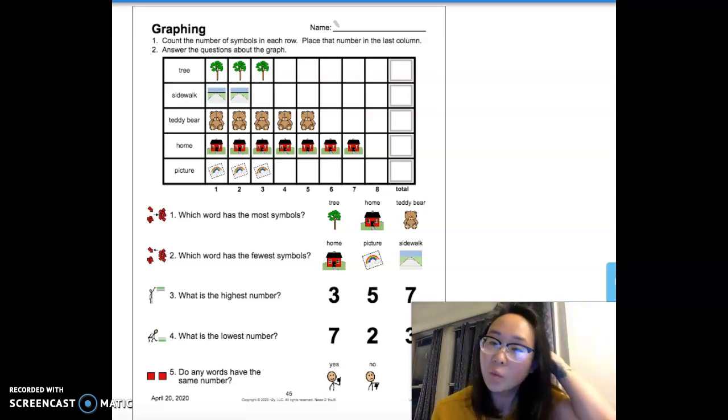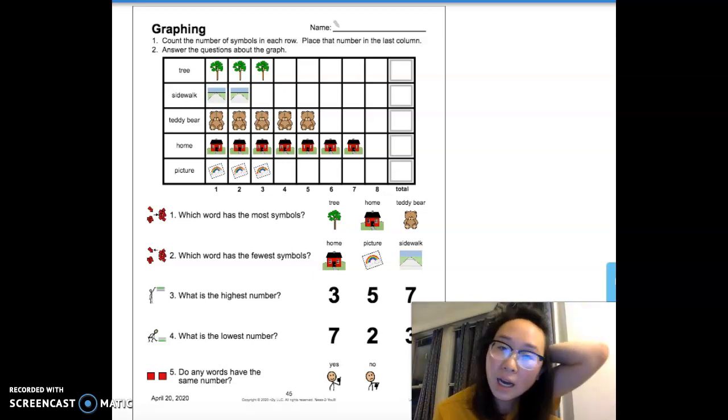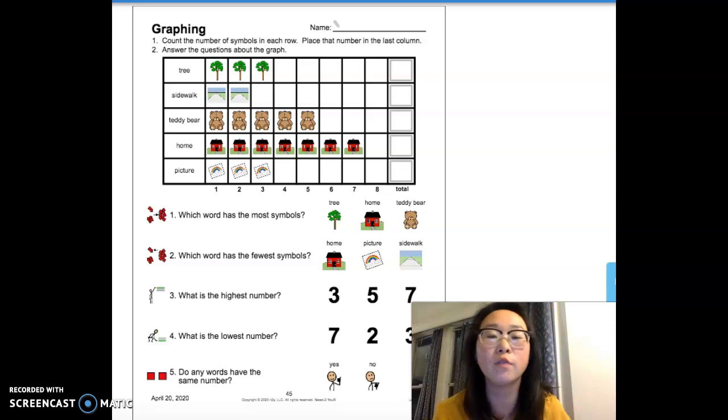Hi. So we are working on the graphing page. There's two versions of the graphing page. If the one in your worksheet does not look like this, then you can watch the other video instead and follow along with that one.